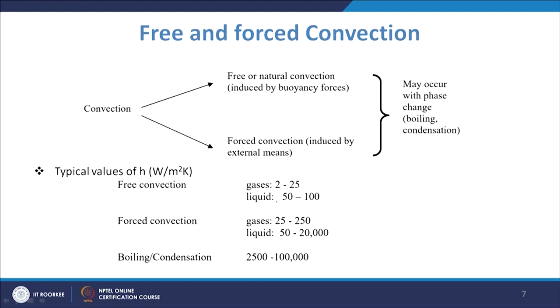In the case of boiling and condensation, it is even more, going from 2500 to about 1 lakh watt per meter square Kelvin. So you can see how the heat transfer order changes depending on whether the convection is by the free mechanism or by the forced mechanism. In those cases, you have these values.